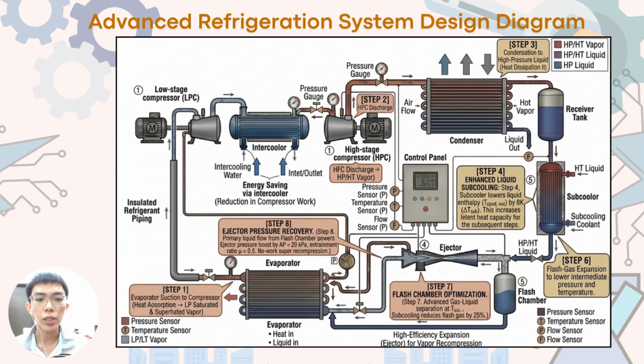The subcooled liquid is stored in a receiver before expanding through a valve into a flash tank, forming a two-phase mixture. Efficient phase separation ensures minimal flash gas. The liquid stream drives an ejector, creating a low-pressure region that draws in evaporator vapor. Through entrainment, mixing, and pressure recovery, the ejector pre-compresses vapor and recovers expansion energy, reducing compression workload and improving overall system COP. Now we move to this slide.